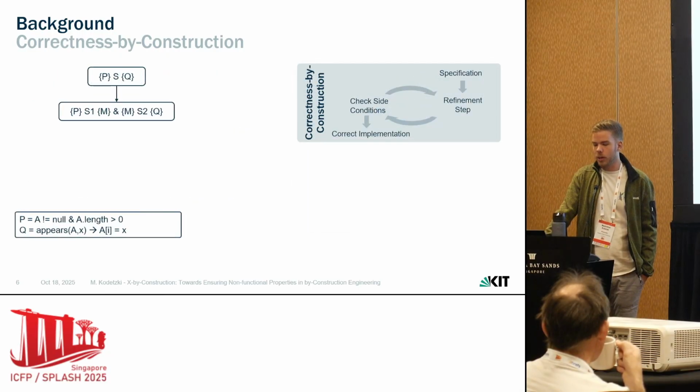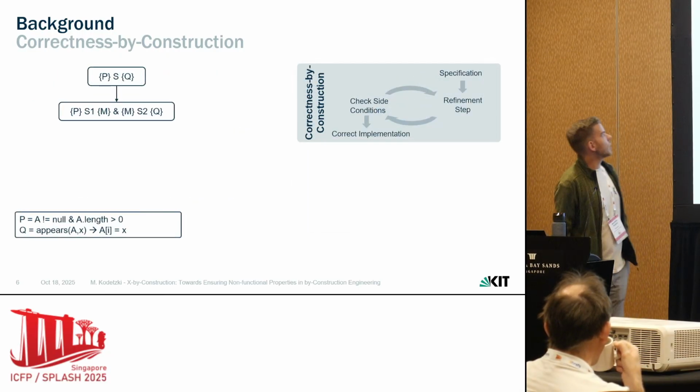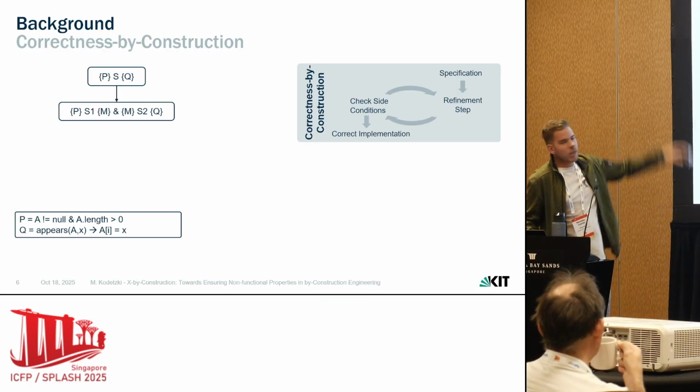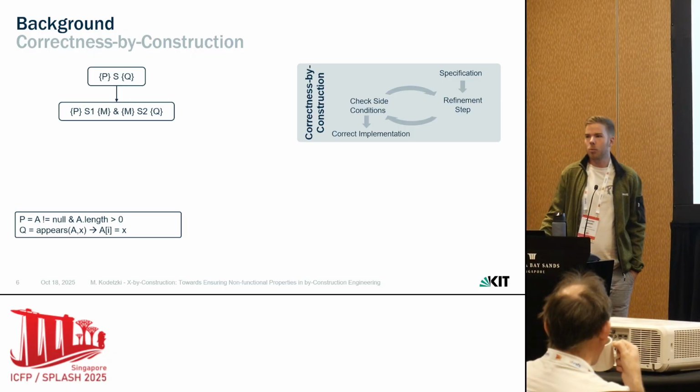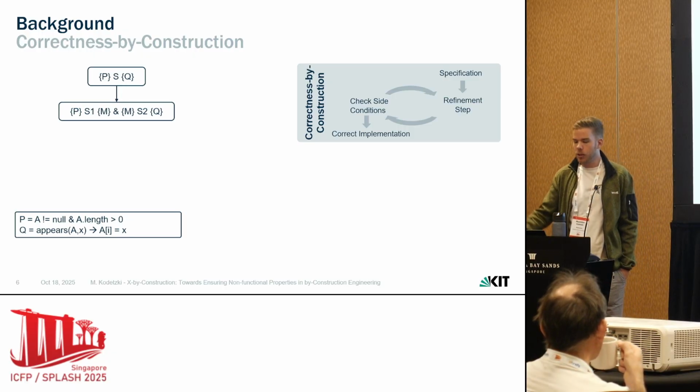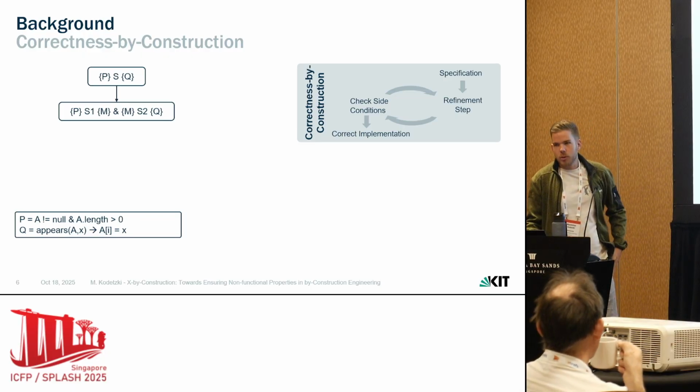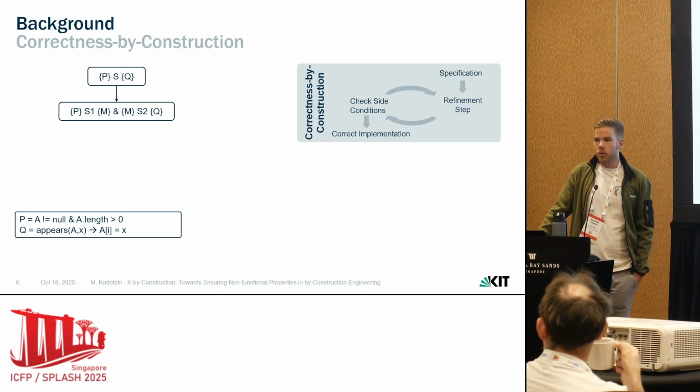So how is that looking in practice? We start with a Hoare triple {P} S {Q}, where P and Q are our pre and post conditions, the specification, describing the intended behavior. And in this example, we want to implement a searching algorithm.